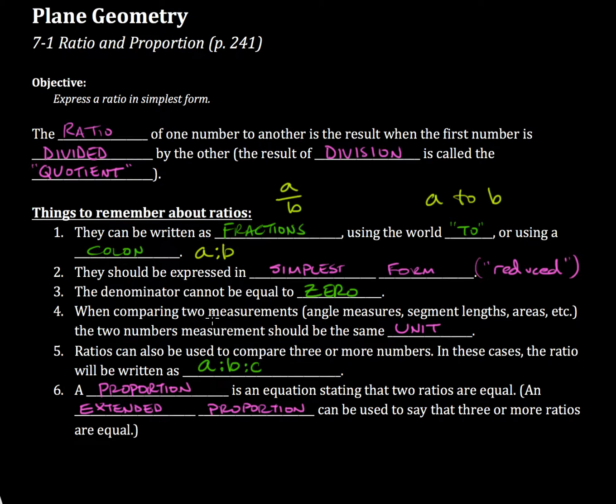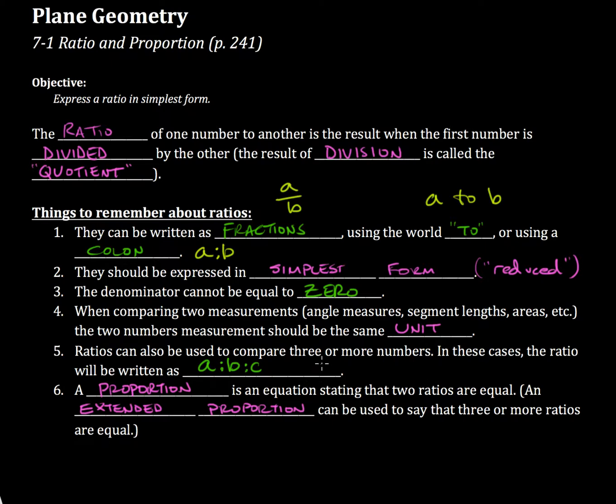A lot of times ratios compare measurements, angle measures or segment lengths, areas, etc. Whenever we're using a ratio to compare two measurements, we probably want the two numbers to be in the same unit. So both in feet or both in centimeters, or if you're talking about time, you maybe want to put them both in minutes or seconds or something like that.